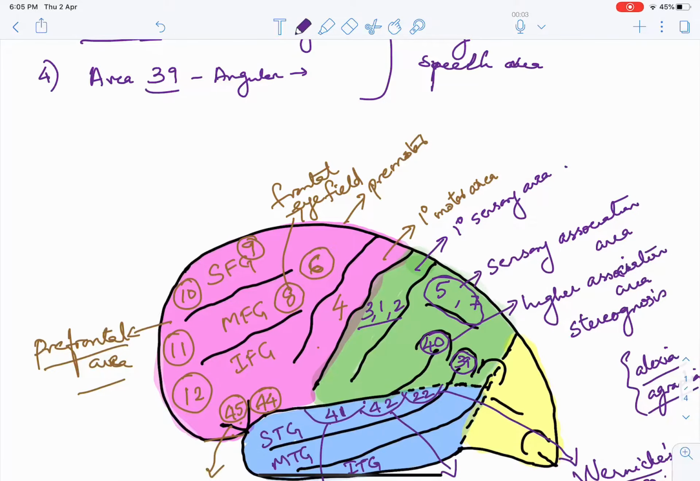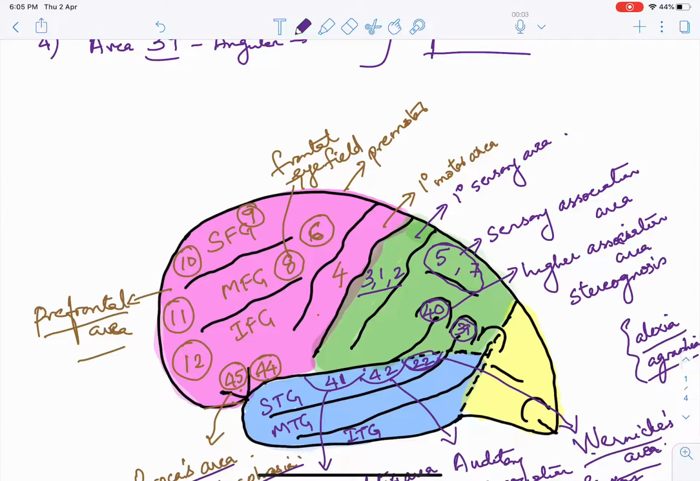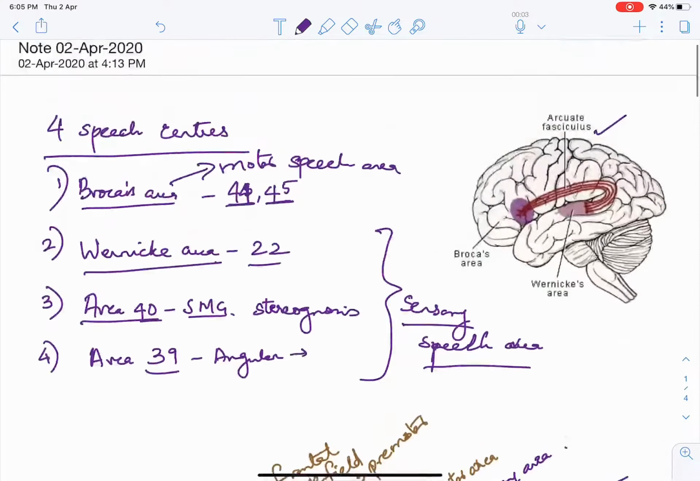Area number 40, 39 and 22 are in structural continuity, and so they are called the sensory speech area. They receive inputs from hearing, vision, touch and proprioception. It is processed in area number 22, in Wernicke's area, and it is projected to Broca's area through the arcuate fasciculus. So what happens if there is a lesion in all these structures? If area 22 is affected, what will happen? There will be sensory aphasia, right? If Wernicke's area is affected, there will be sensory aphasia, or there will be word deafness. It is also called word deafness.